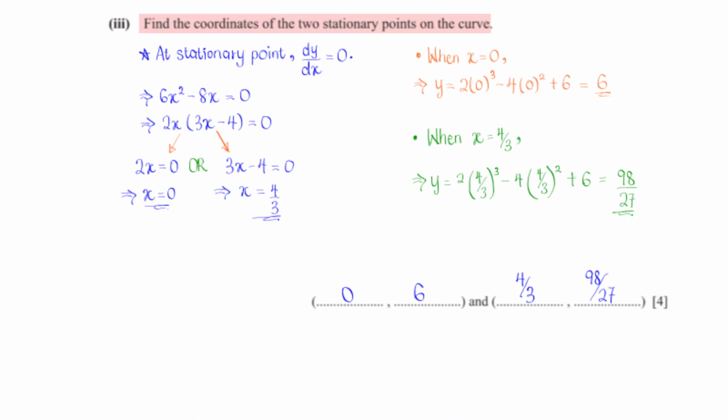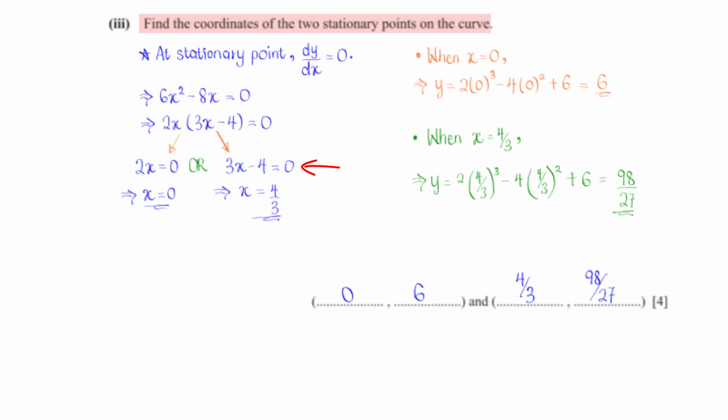Find the coordinates of the 2 stationary points on the curve. And so we know that at any stationary point, dy/dx is equal to 0. We've already found the dy/dx of this curve, and that is 6x squared minus 8x. So we equate this to 0. And so we can solve this equation by factorization. When we factorize 6x squared minus 8x, we have 2x times 3x minus 4, and this is equal to 0.